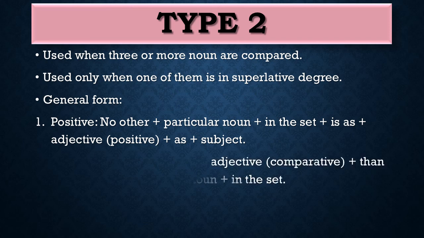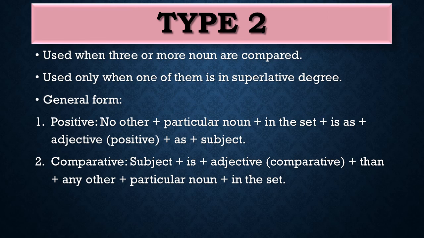The second one is the comparative degree. The general form is subject plus is plus comparative adjective plus than plus any other particular noun plus in the set. Here, as we have said, the subject is Paras. Paras is more studious than. In the comparative degree, the word than is compulsorily used. Note that point. So Paras is more studious than any other student or any other boy in the class.